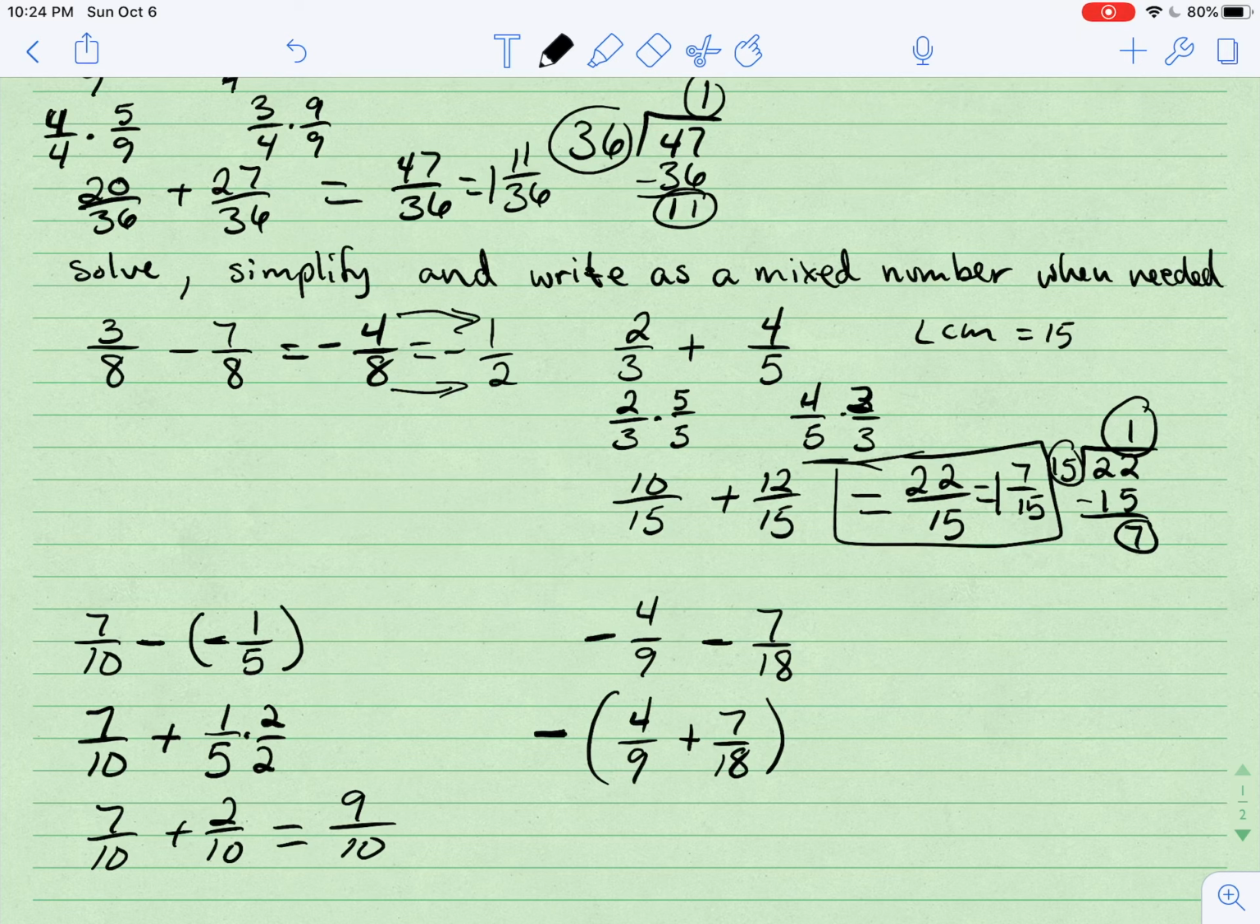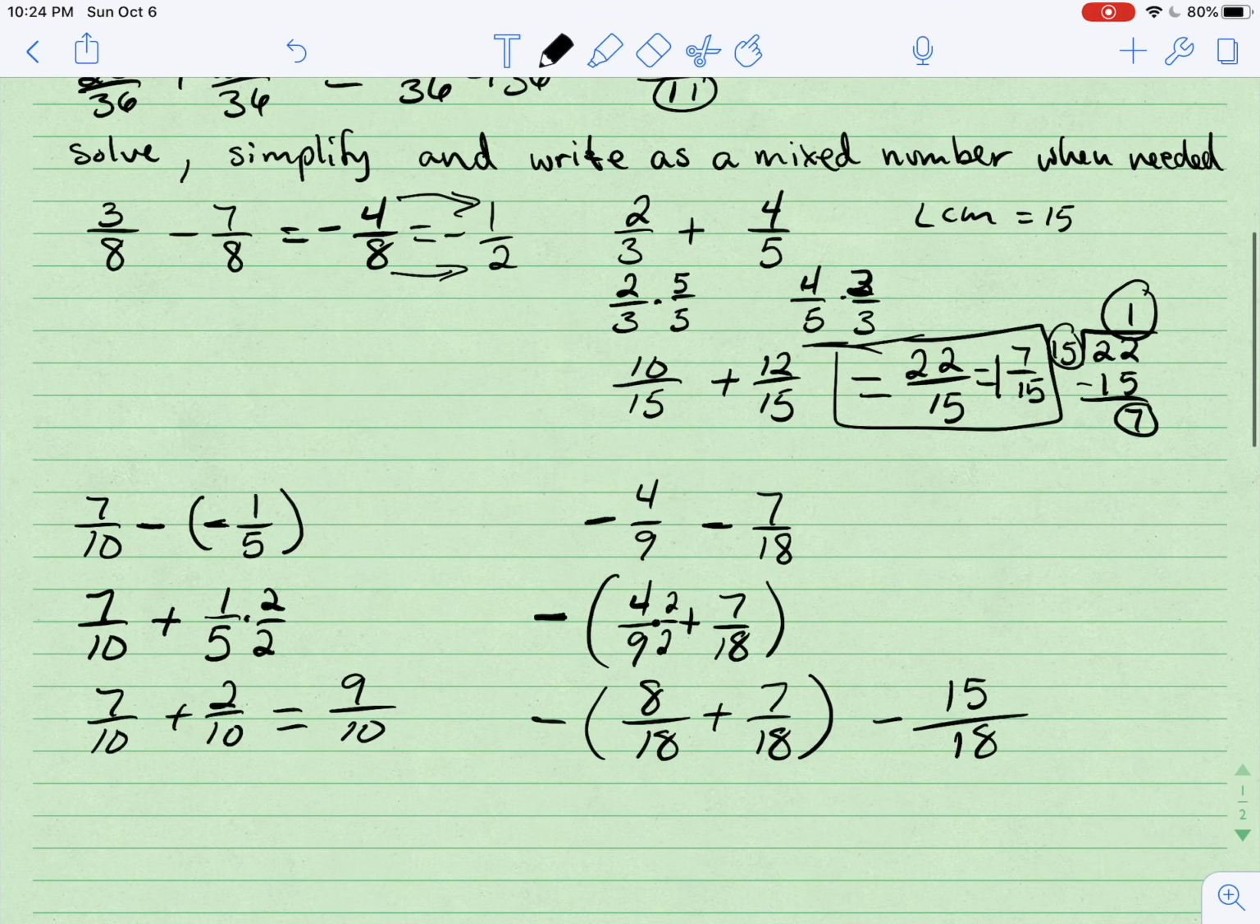Okay, so 9 and 18 are not the same, but the least common multiple between 9 and 18 is 18. So we're going to multiply both the top and bottom by 2. So this will give us 8/18 plus 7/18. And that answer is going to be negative. So common denominator, now we add the numerators. 8 plus 7 is 15. And we keep our denominator, and this is negative. So we have 15 over 18.